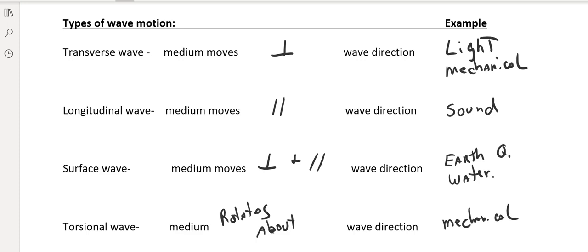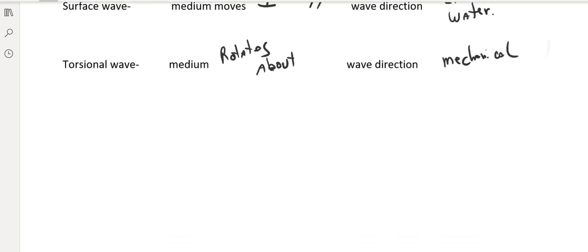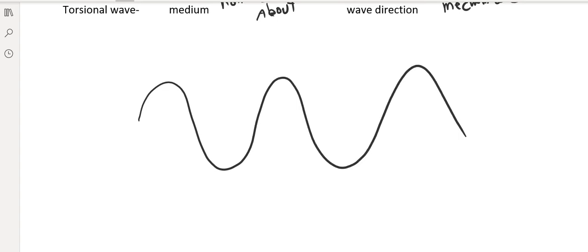Okay. So these are four types of waves: transverse wave, longitudinal, surface, and torsional. And even though we talk about four different waves, when we draw the waves, we're always going to be drawing a wave. It's so much easier just to draw a wave that looks like this, which in essence is like a transverse wave. So even though we might be talking about sound, we'll draw a picture like such.